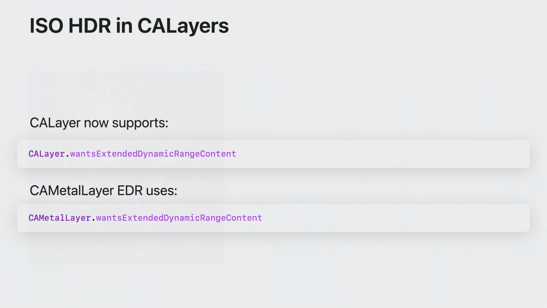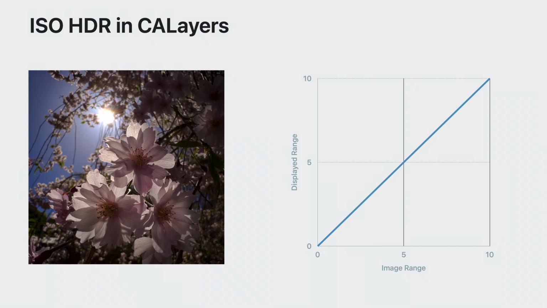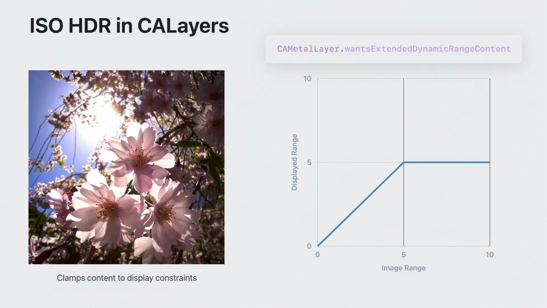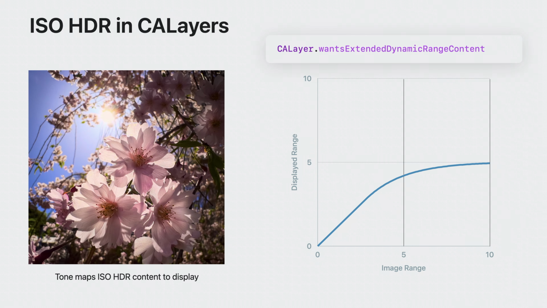What does this mean in practice? This image and plot show content with 10 times headroom. When it is rendered to a display with at least 10 times headroom available, both layers behave identically. Let's assume now that the display only has 5 times headroom available. In the CAMetalLayer case, the image data above 5 times will be clamped to what the display can show, resulting in a sharp discontinuity in the image. In the CALayer case, the image will be tone mapped to avoid that discontinuity. The exact tone mapping algorithm used depends on the transfer curve used with that image. For more information about these algorithms, you can refer to the ITU standards for HLG and PQ.